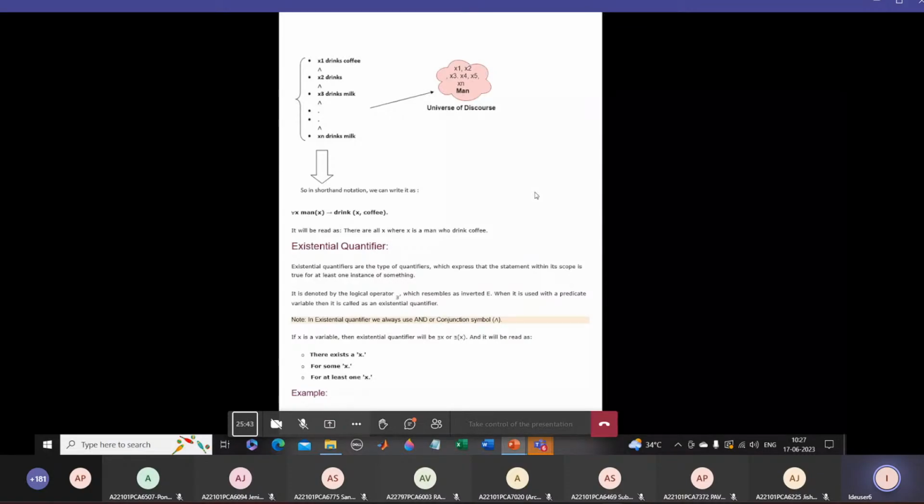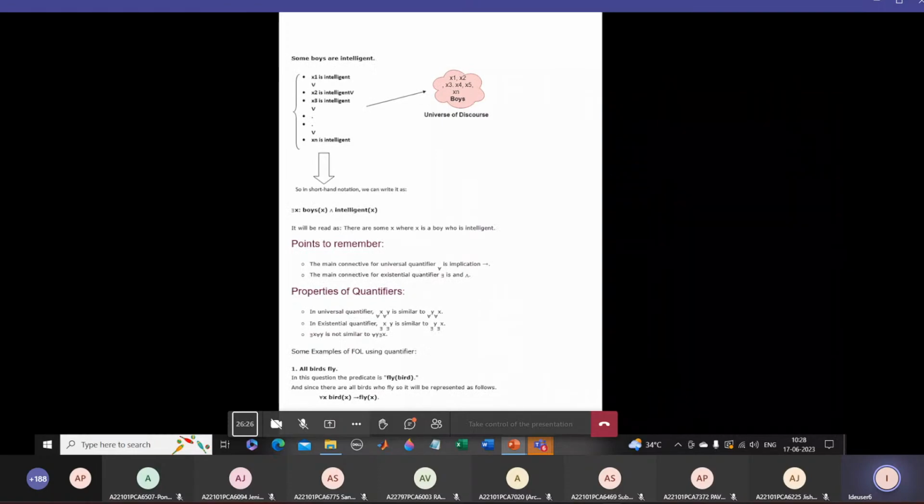Next we have the existential quantifier. This is a type of quantifier which expresses that the statement within its scope is true for at least one instance of something. It is given by the logical operator inverted E. This is the existential quantifier. Here we always use the conjunction, the AND symbol. If X is a variable, then the existential quantifier is inverted E of X. We read it as: there exists an X, for some X, for at least one X. That is, for all and for some. Example: some boys are intelligent.